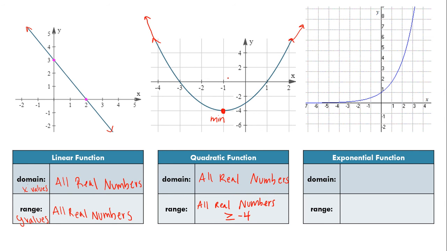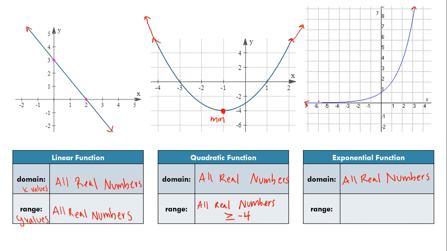So when we look at an exponential function, it's going to be a similar situation to this quadratic situation. My domain, those x values, it looks like this is going to continue. I can use any x value in the negative direction. As this continues, I can plug in any x value in the positive direction. So again, all real numbers for my domain.